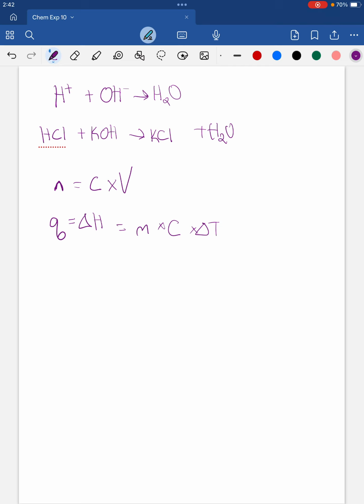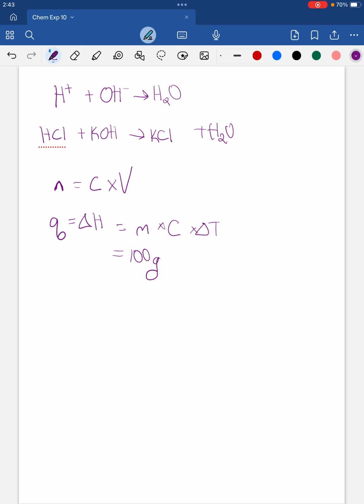M is going to be the mass of water. Since we did 50 milliliters of hydrochloric acid and 50 milliliters of potassium hydroxide, together that's 100 milliliters total. And since the density of water is 1, our mass of water we can say is 100 grams, since we had 100 milliliters total. So this will be 100 grams.